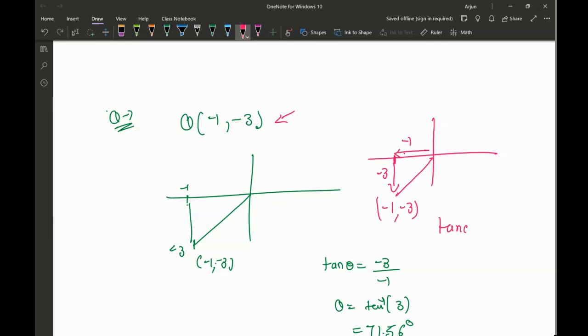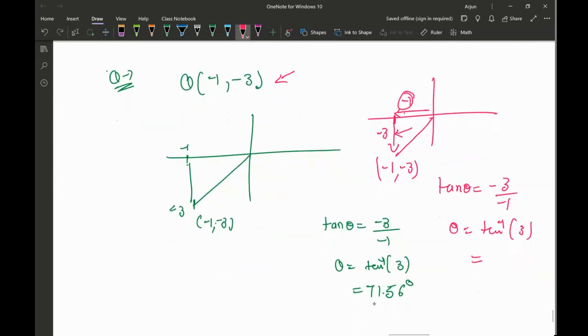And then tangent theta is equal to negative 3 upon negative 1, because it is opposite upon adjacent side. So the theta value will be tangent inverse of 3, which is going to give an angle of approximately 71.56 degrees. So you get this angle.